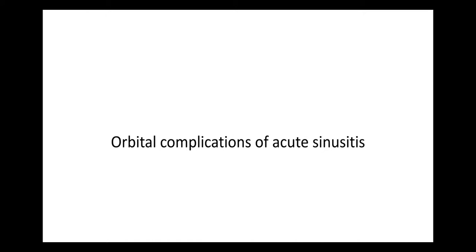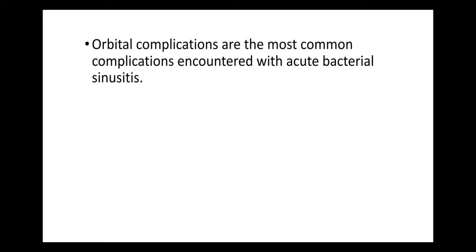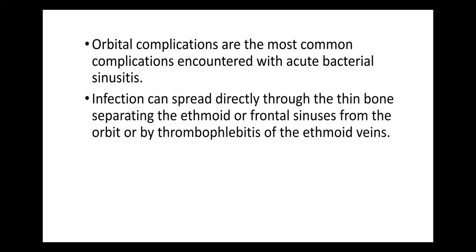Orbital complications of acute sinus disease. Orbital complications are the most common complications encountered with acute bacterial sinusitis. The infection can spread directly through the thin bone laminae separating the ethmoid or frontal sinuses from the orbit, or by thrombophlebitis of the ethmoid veins.